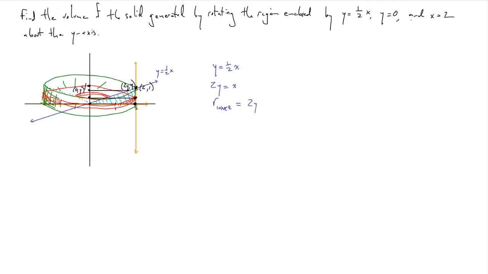Now we need to compute the outer radius. You pick some arbitrary y value, and we take a look at the distance from the y-axis to the outer edge of this solid.